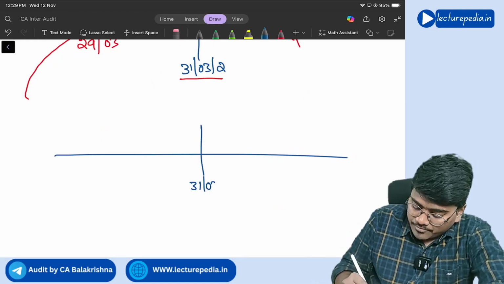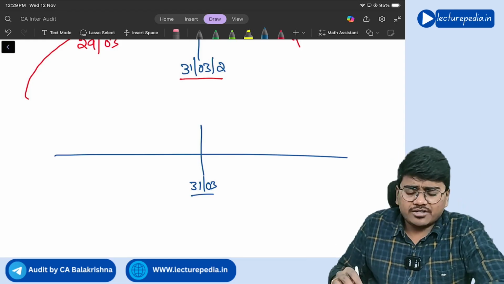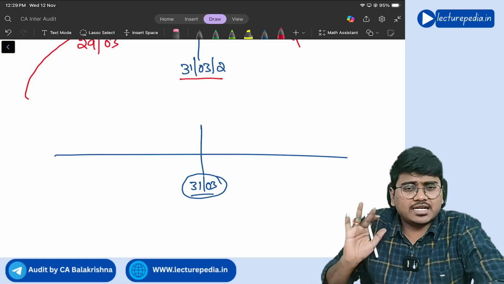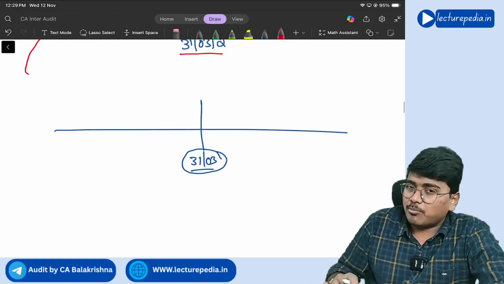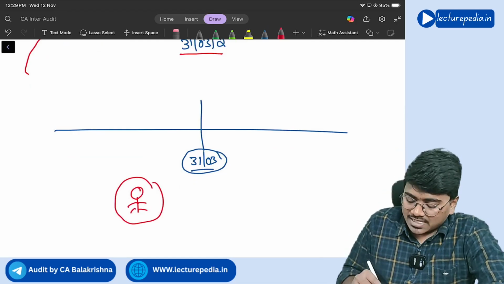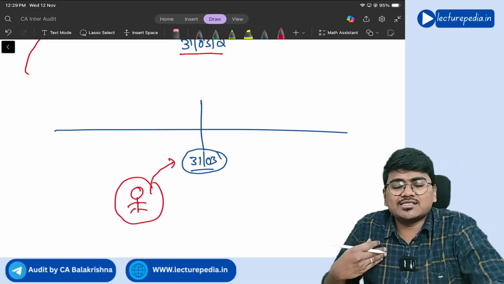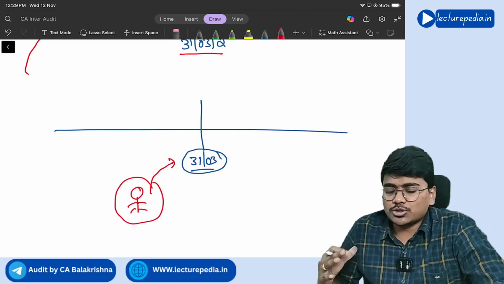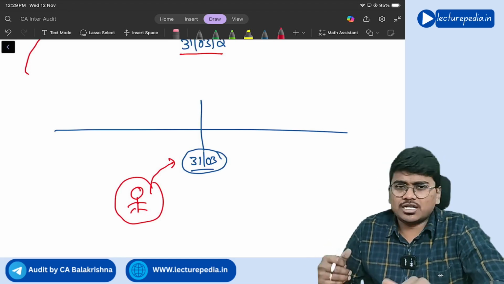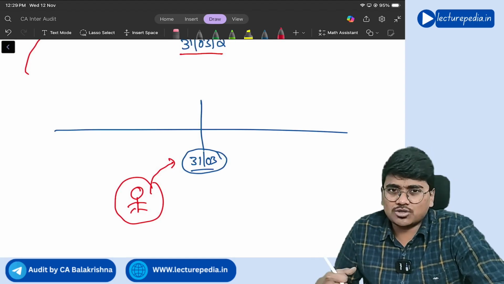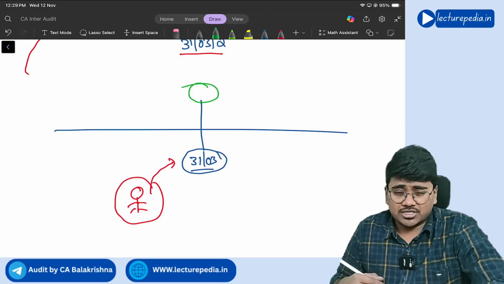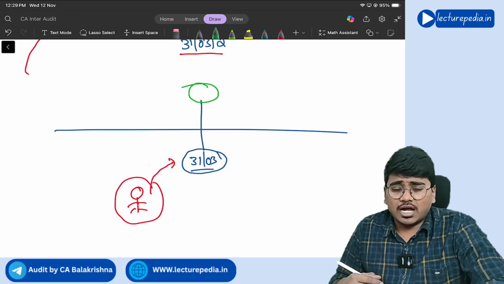31st March, the entity has conducted physical inventory verification on 31st March only. Okay, on 31st March, exactly the entity conducted physical inventory verification. But our auditor was not able to attend the physical inventory verification conducted as on 31st March due to certain scenarios, like he is not feeling good or some personal reasons or whatever the situation might be, he was not able to attend as on 31st March. But the entity conducted physical inventory verification as on 31st March. Now the auditor was not able to attend.